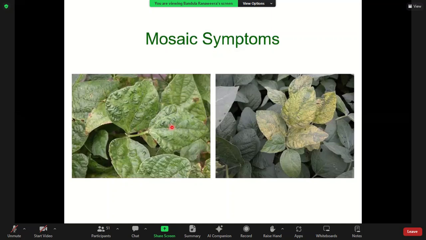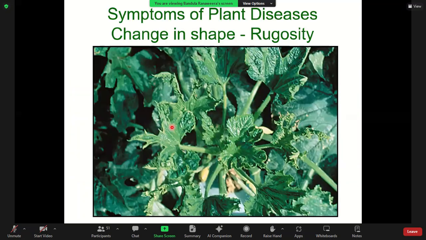Then there can be some other changes of shape, see this, curled and deformed leaves, leaf blade, petiole. These types of changes are named as rugosity of plants.